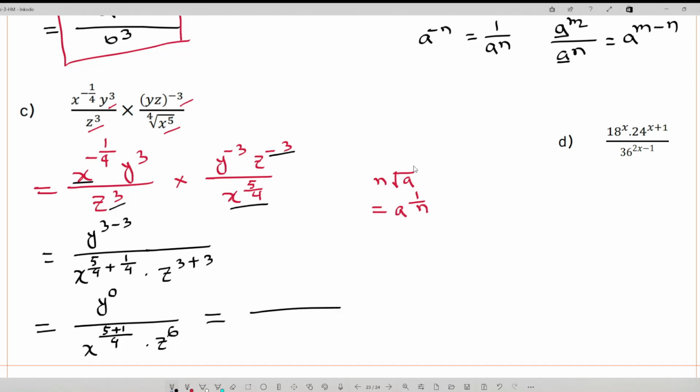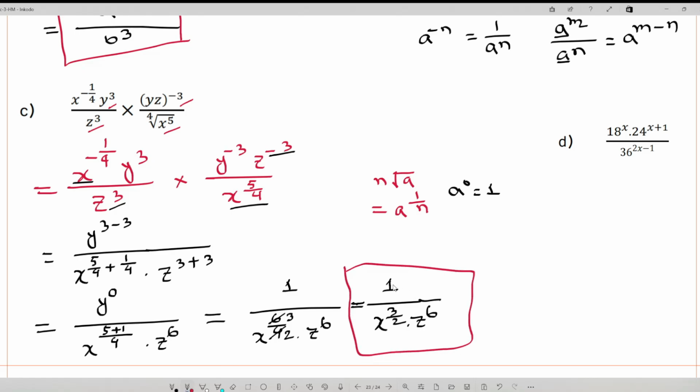So y to the power 0, we know a to the power 0 means 1. So y to the power 0 is also 1. x, 5 plus 1 is 6, divided by 4, z to the power 6. So finally we can write 1 by 6, we can divide by 2, so it will be 3, 4 also divided by 2, it will be 2. So x to the power 3 divided by 2, and here z to the power 6. This is our answer. Okay.